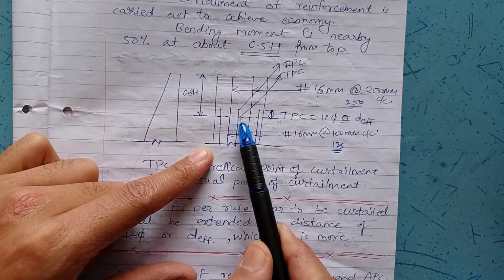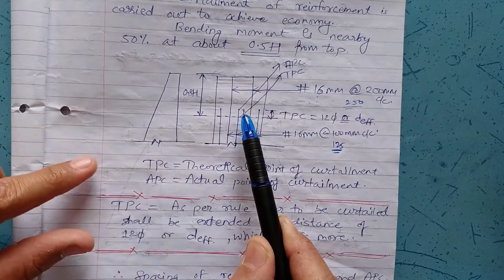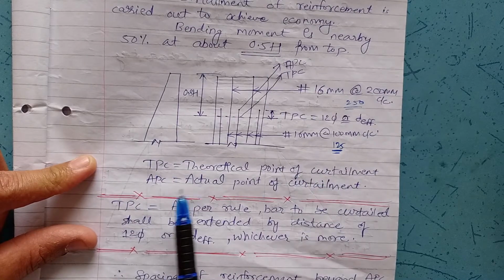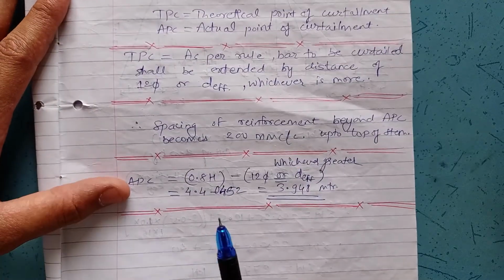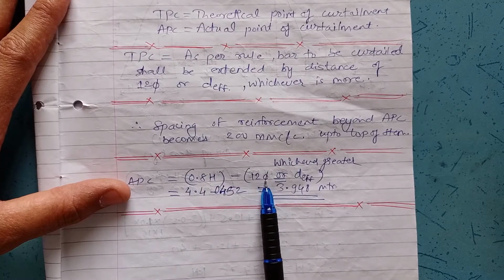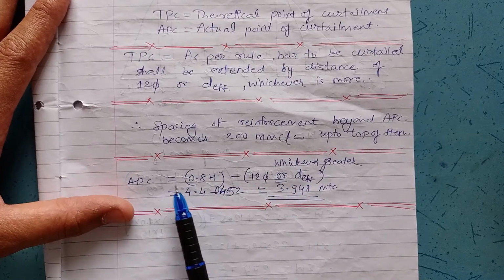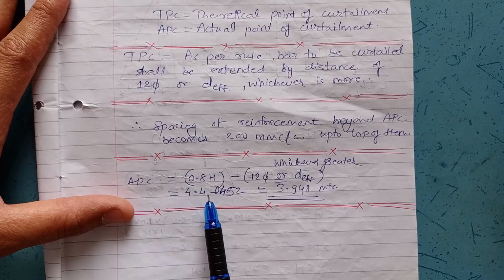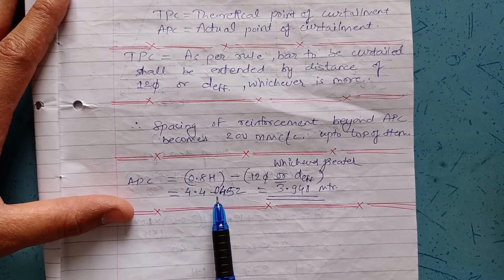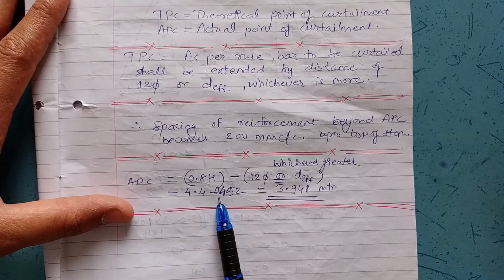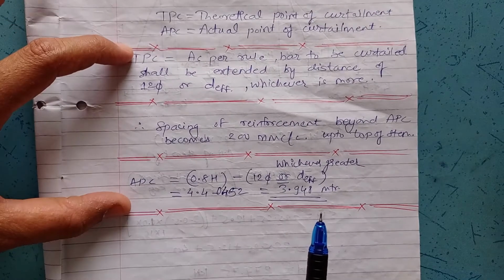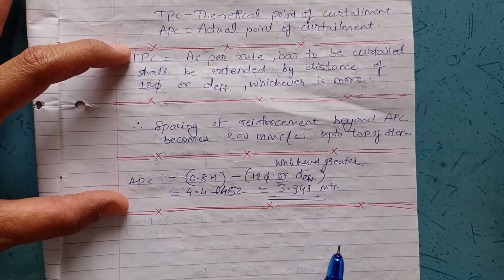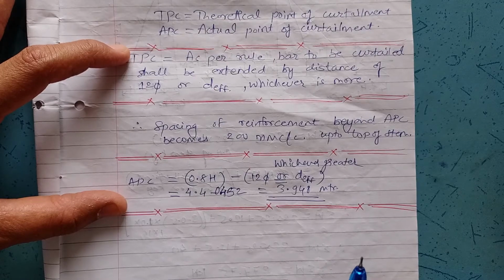Now this point is called TPC and this point is called APC. TPC is nothing but the theoretical point of curtailment. APC is nothing but our actual point of curtailment, and the actual point of curtailment is 0.8 H minus 12 phi or d effective, whichever is greater. Hence this actual point of curtailment comes as 0.8 into H, that is 4.4 meter, minus d effective 0.452 that we have calculated, and this APC comes to 3.94 meter. Now this is just for your explanation. While designing, you are not supposed to write down this part in the examination.